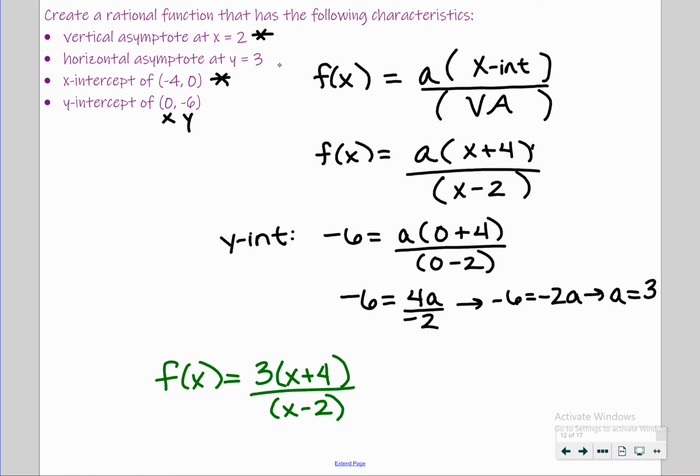And then the only thing we didn't address, but you can check it at the end, is there should be a horizontal asymptote at y equals 3. The degree of the numerator and denominator are both 1 here, which means I should be able to divide the leading coefficients and get that horizontal asymptote. If I divide 3 over 1, I get 3. So that also checks. Okay, so we use x-intercepts to create the numerator. We use vertical asymptotes to create the denominator, and the y-intercept gives me that last little piece.